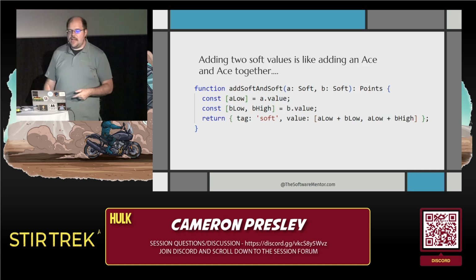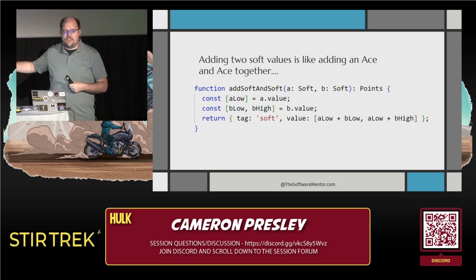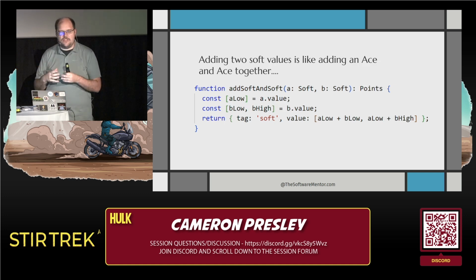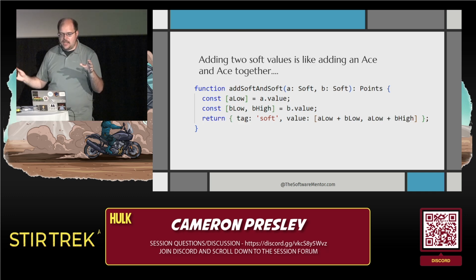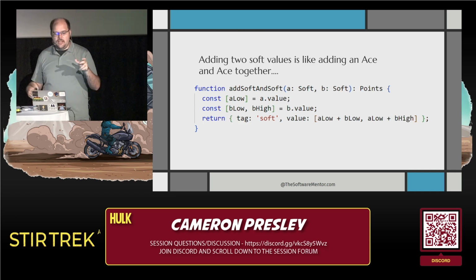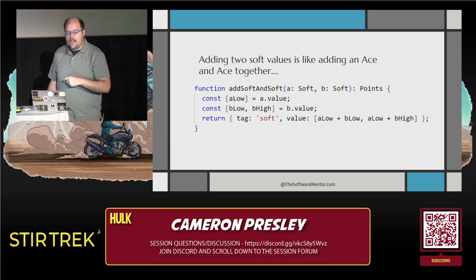Now, it turns out that you can always throw out one of the high values because if you add the two high values together, it will always be invalid, so you can skip that. But we'll deconstruct A into a low, throw out the high. B will be the B low and B high, and then we'll add those values together.